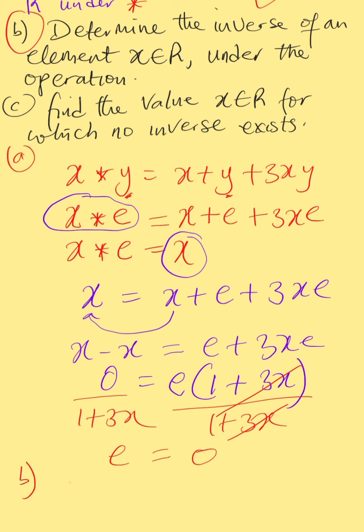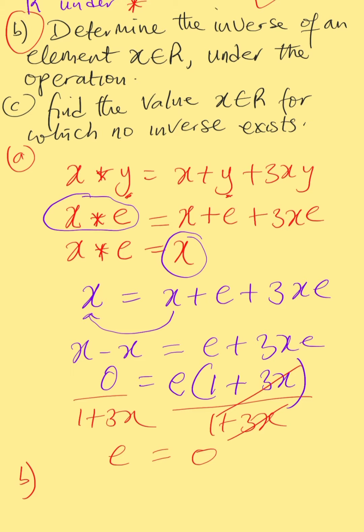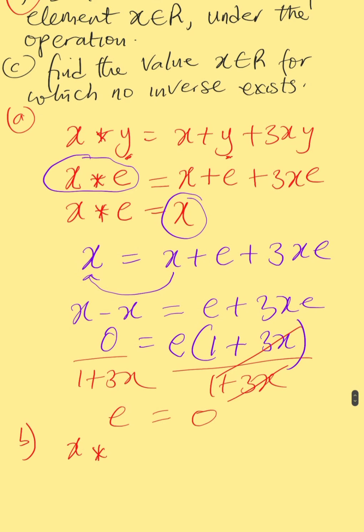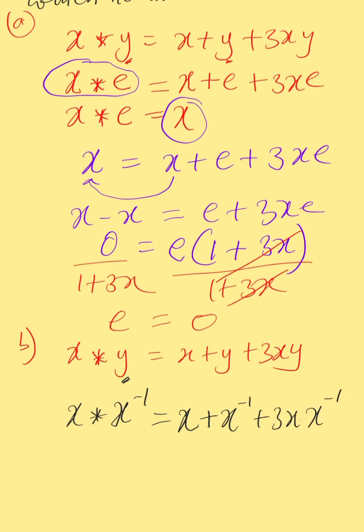For the inverse element, we all know that this term x star y is equal to x plus y plus 3xy. So we write x star y is equal to x plus y plus 3xy. We are now looking for the inverse element. You change y to x inverse, because you need to find the inverse of x. So write x star x inverse will now be x plus x inverse plus 3x. Wherever I see y, I will still write x inverse.